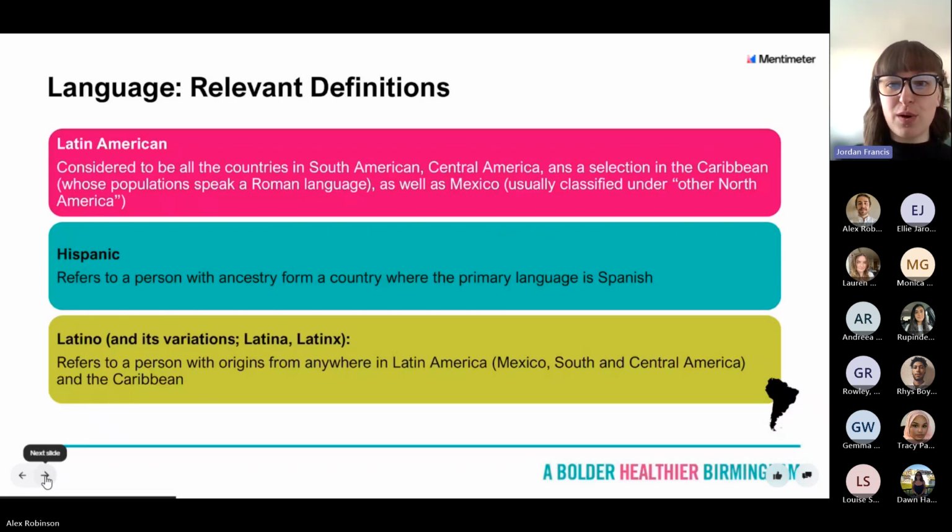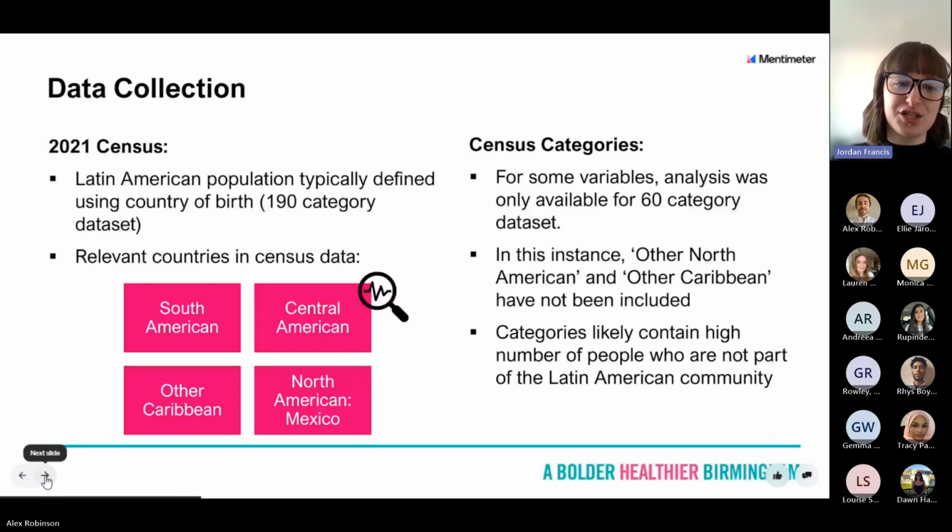The actual data for the most part that we've included in the profile for this population comes from the census, which tells us a lot of information about our population demographics, the geography in Birmingham, and gives us some insight into other outputs of health, such as general health, housing, education. And within the Latin American population, we typically used the 190 category data set for country of birth, as this was the only variable where we could get information on specific Latin American countries, as there wasn't an available ethnic group, for example, that had this level of analysis available for us to use.